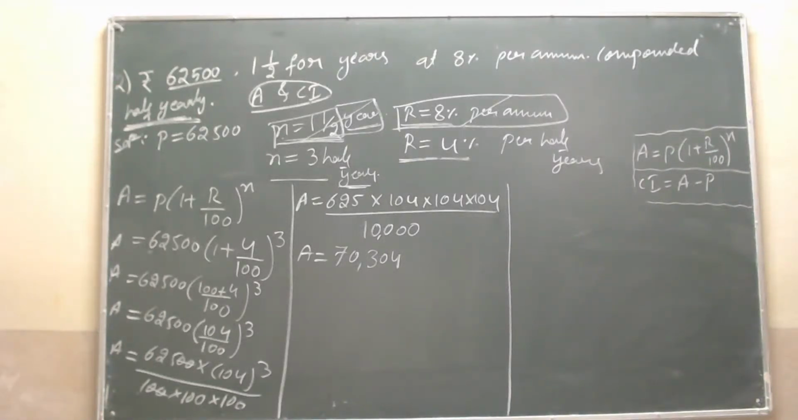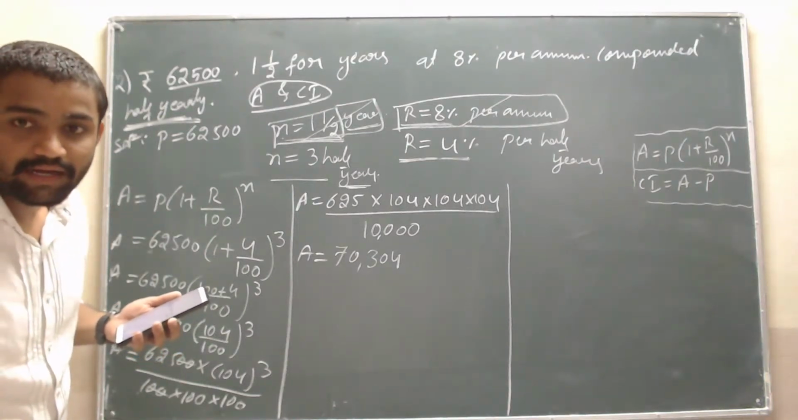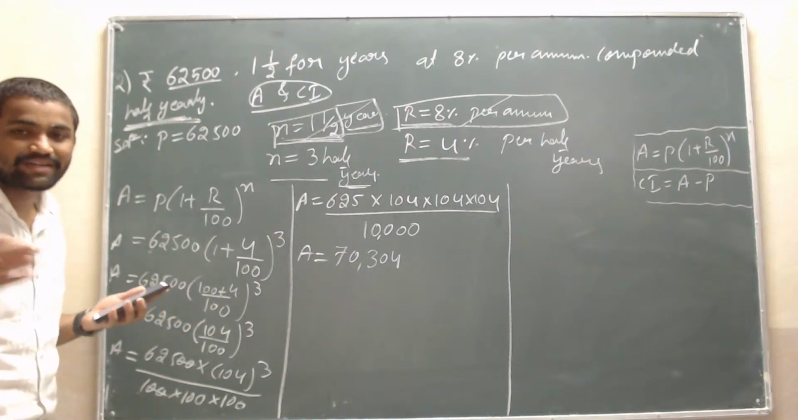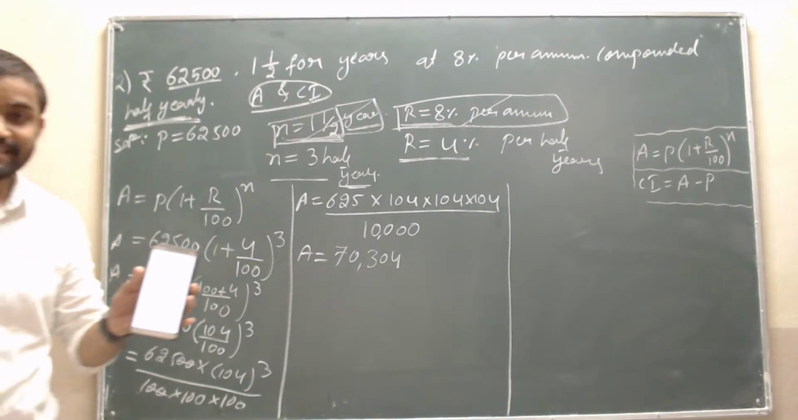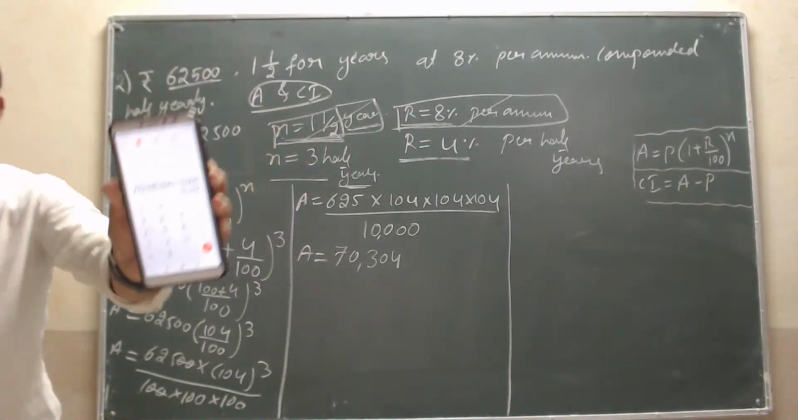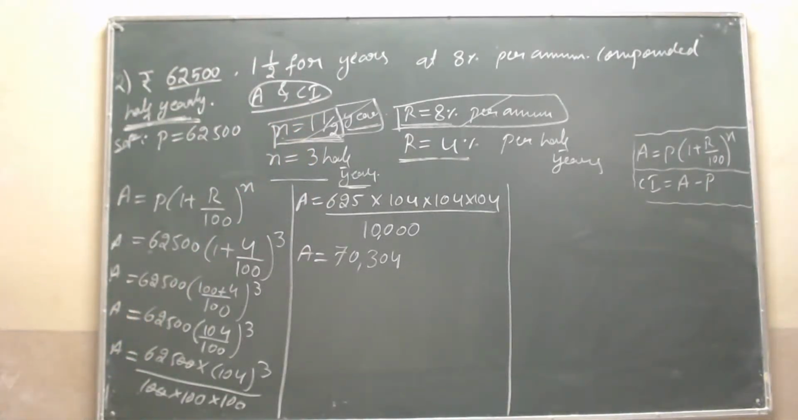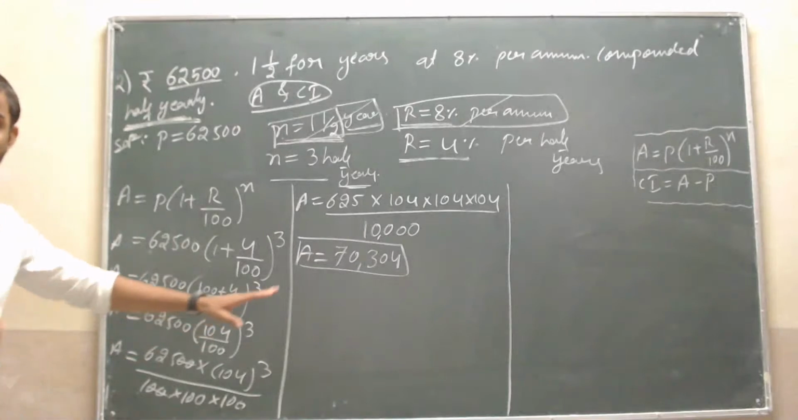625 into 104 into 104 into 104 is equal to, divided by 10,000. Yes, students, that is it. Yes, Margappa. It's okay. 70,304. Isn't it, students? 70,304. Do like this, you will get the correct answer. 70,304. Then this is the amount, students. This is the amount, sir.